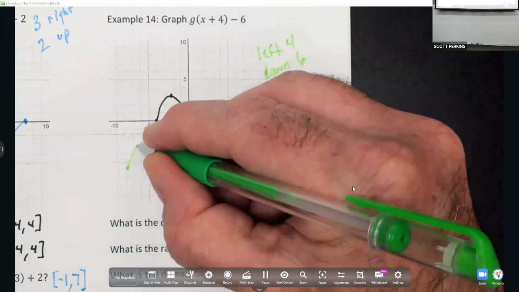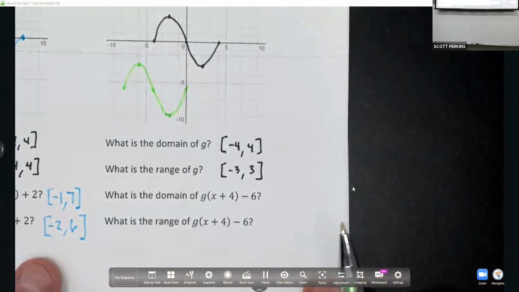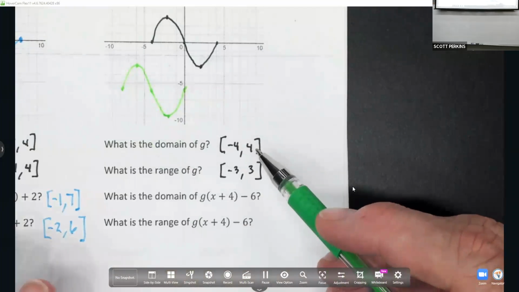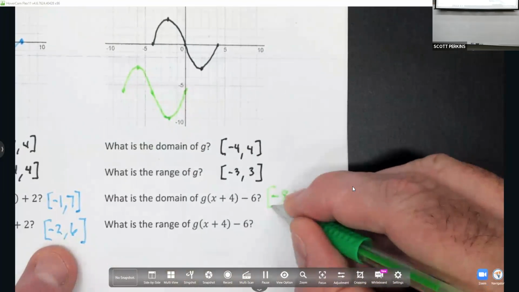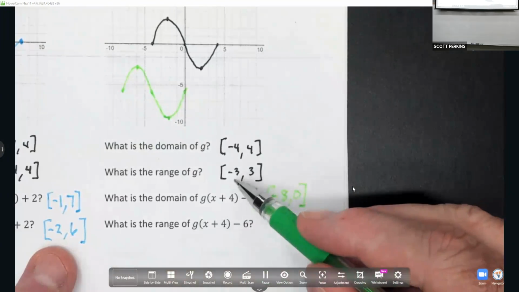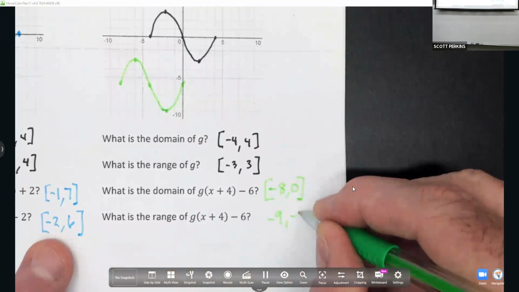And again, my graph looks exactly the way it did. The old domain of the graph was -4 to 4, but we went left 4, so I'm going to subtract, and I get -8 to 0, which the graph verifies. And then I went down 6, so I'm going to subtract 6 from each of these, so that takes the range to -9 to -3.